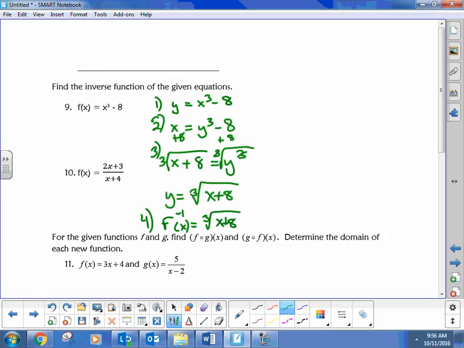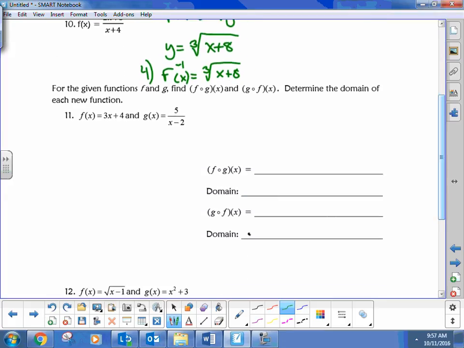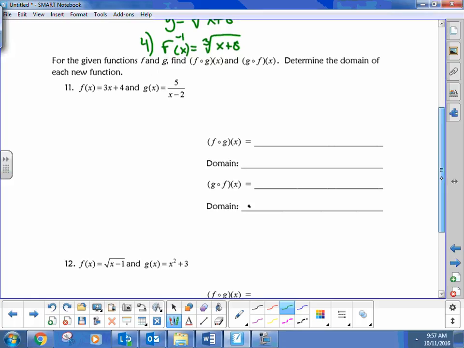Okay. I'm just going to skip 10 just because I'm going to run short on time. If I have time, I'll come back to it. If not, ask me during class. I'll show you how to solve it. It's not entirely difficult, but involves some steps in solving rationals. But that's the inverse.